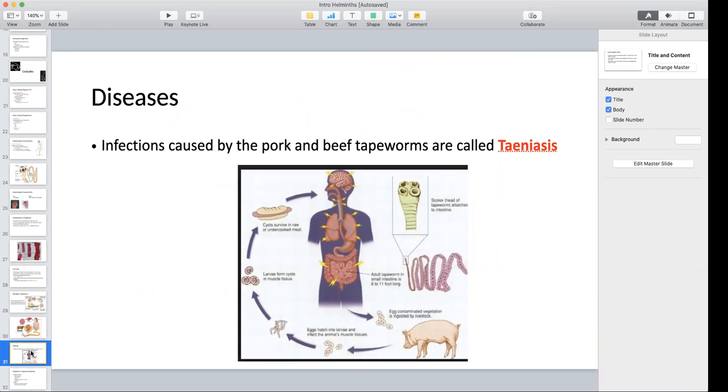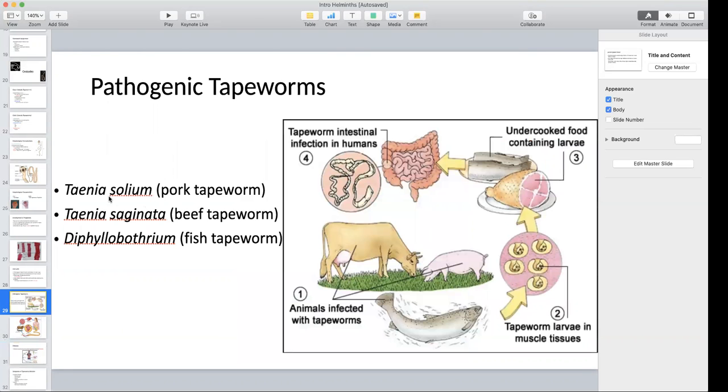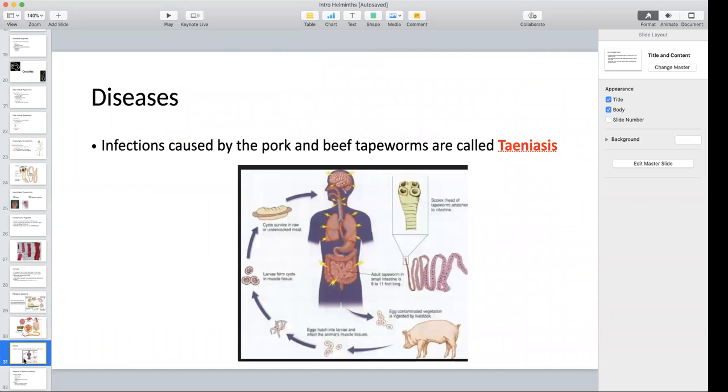Teniasis. Infections caused by pork and beef tapeworms are called teniasis. Write that word down. I do want you to be able to, on your midterm, describe the process of infection with a pork or beef tapeworm. Taenia solium and Taenia saginata, make sure you have these terms down. The pork tapeworm and the beef tapeworm, Taenia solium and Taenia saginata, cause the disease known as teniasis.